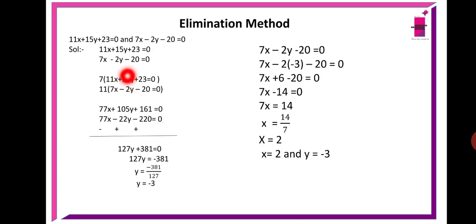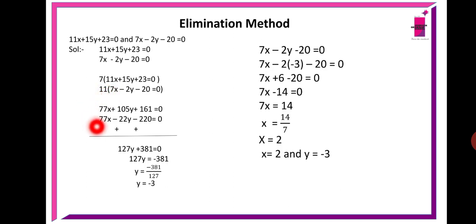In this method, we make the coefficient of any one of the variables equal, either with additive inverse or the same. Here I am multiplying the first equation with 7 and the second equation with 11, such that we get the coefficient of x as 77 in both equations.